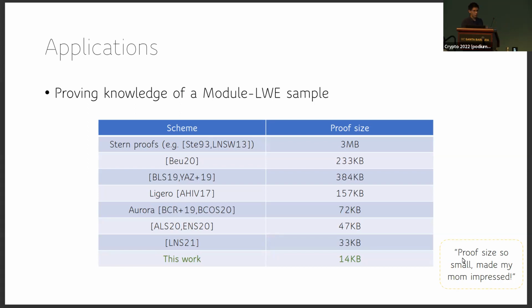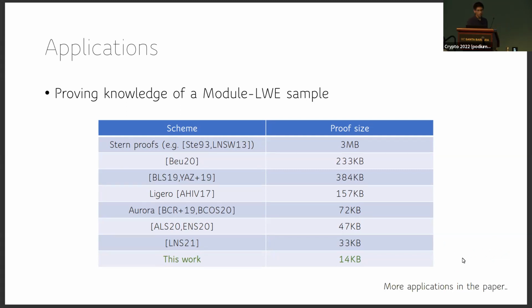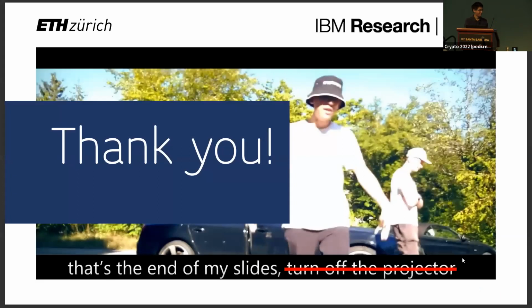Thanks to the fact that we don't use these NTT packing techniques, we reduce the proof size from 33 kilobytes to 14, which is more than a factor of 2. In the paper, we also have many other applications, but I think I'm out of time. We have verifiable encryption, group signatures, and so on. So we just show how to apply this framework in constructing more advanced primitives. I will be happy to discuss the details in person, but that's the end of my slides. So thank you very much for listening.